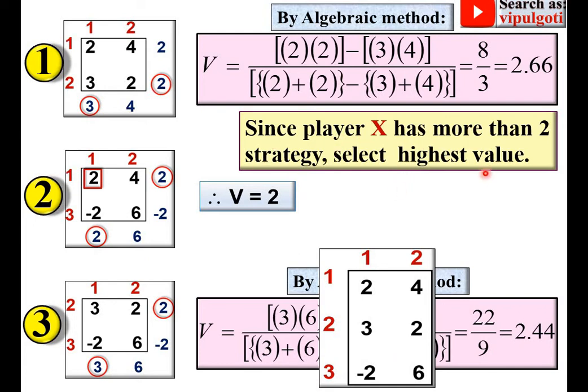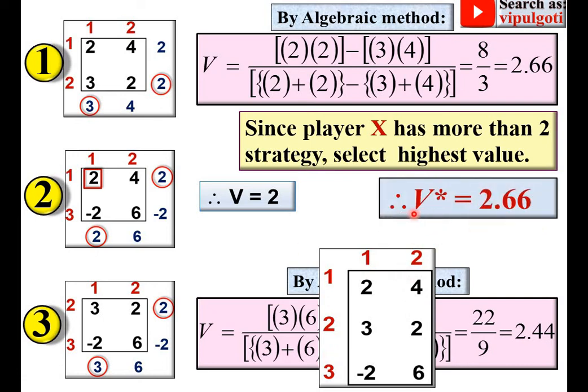Once again, keep in mind, if the player X has more than 2 strategy, then select highest value. If player Y has more than 2 strategy, then you have to select the lowest value. So here, in our case, the player X has more than 2 strategy, and so you have to select the highest value. So here, you can see this one is the highest value. So this is your final answer of the value of game of original problem. So I can say this is V star. That means the optimum value of game of the original problem.